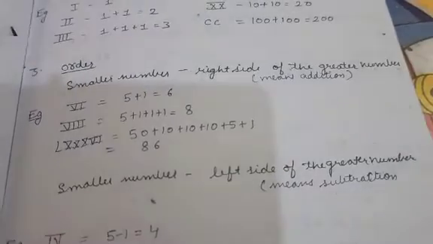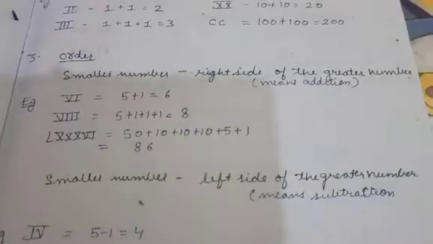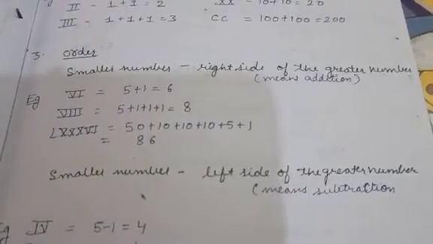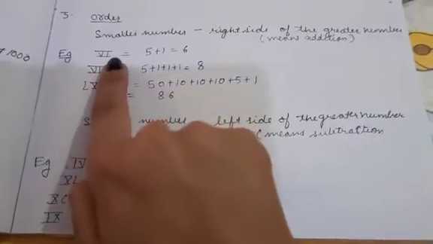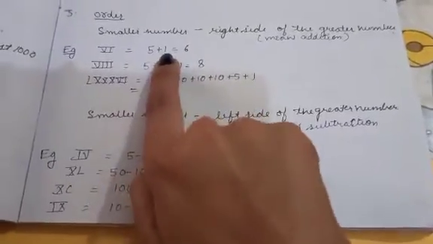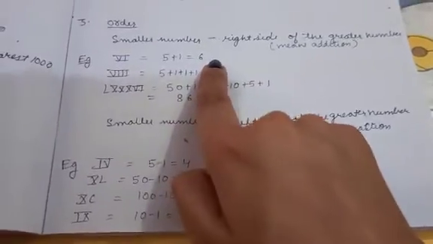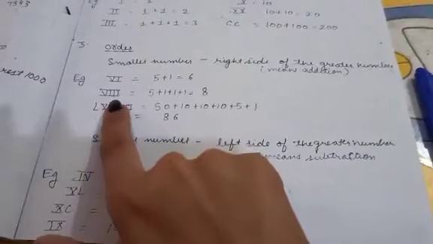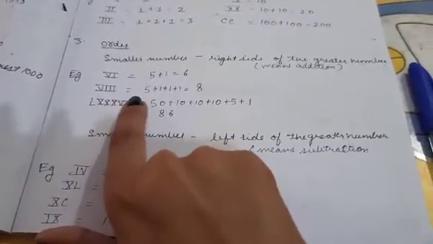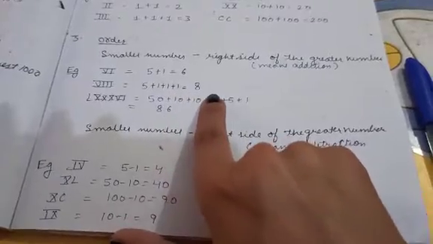If a smaller number is on the left hand side, what I have to do is subtraction. Let us look at the examples that are given: 6, 5 and 1. It means 5 plus 1 is equal to 6. The next is 5 plus 1 plus 1 plus 1. Then it becomes 5 plus 1 plus 1 plus 1 is equal to 8.